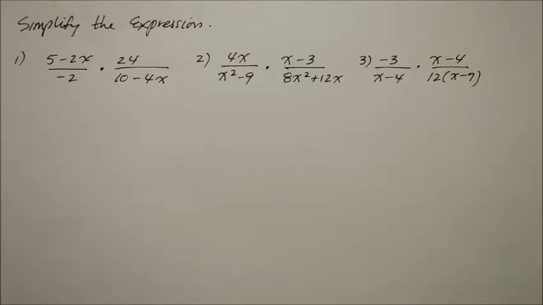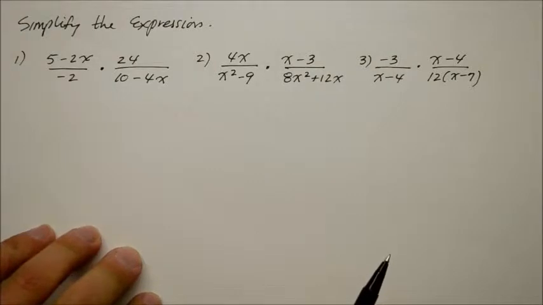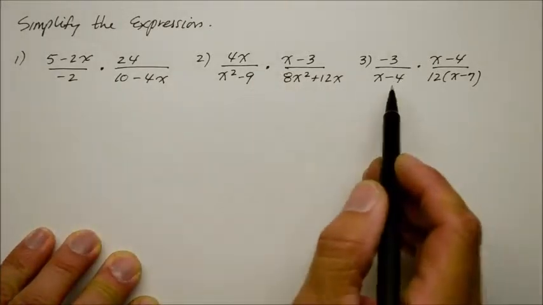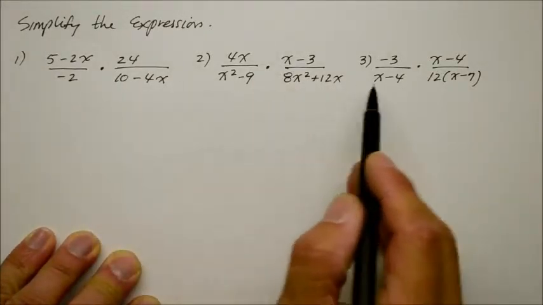Hi, this instructional video is a continuation of simplifying rational expressions. This time, we're going to talk about multiplying and dividing rational expressions. Let's look at numbers 1, 2, and 3. I'll do the first one and you think about doing numbers 2 and 3, okay?